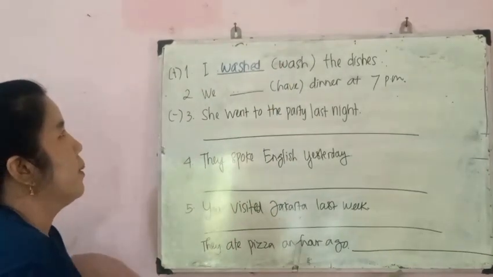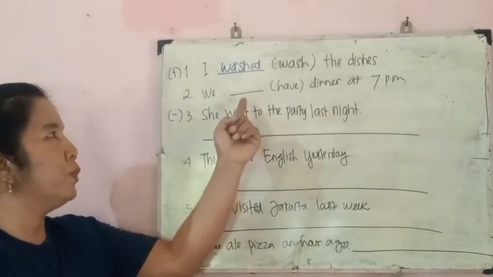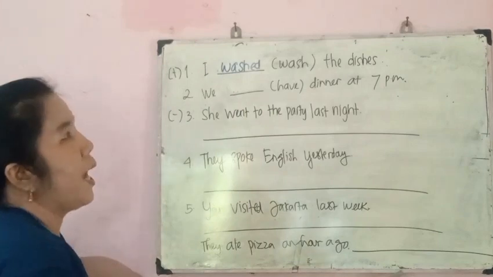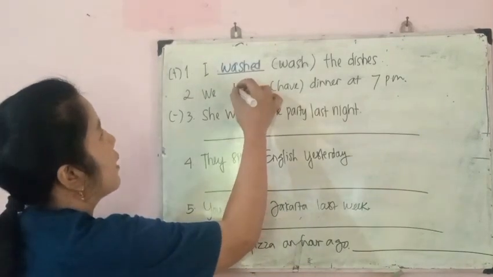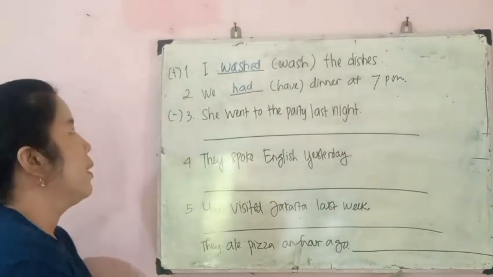Okay. Next, we dinner at 7 p.m. What do we put here? Yeah, the past verb of have is had. We had dinner at 7 p.m.